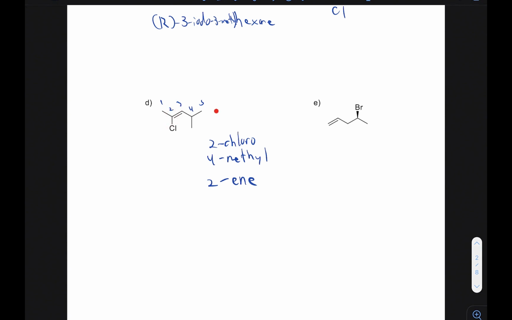Right, if we went from right to left instead, we'd have a higher overall numbering of 2-methyl, 3-ene, 4-chloro. Right, but here we have 2, 4, 2. So it's overall lower numbering. Okay, and so if we're putting this together, we have 2-chloro, 4-methyl, and then pentane, pent as our parent here, so pent-2-ene, and then right, do we have E or Z going on here?